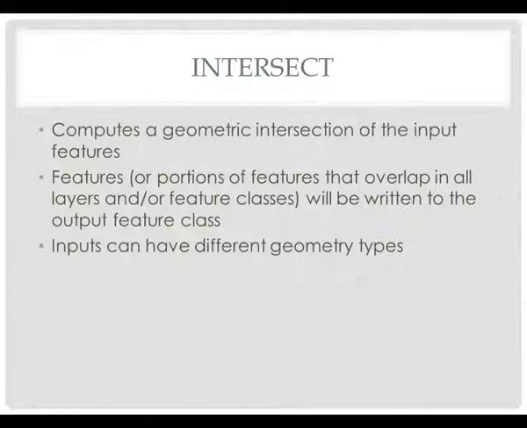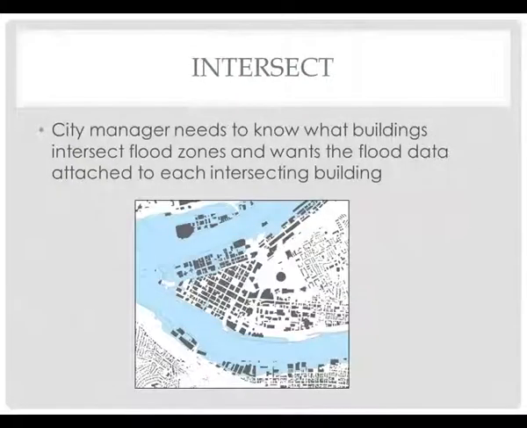Intersect computes a geometric intersection of the input features. Features, or portions of features that overlap in all layers and/or feature classes, will be written to the output feature class. And inputs can have different geometry types. So with intersect, the city manager needs to know what buildings intersect flood zones and wants the flood data attached to each intersecting building.